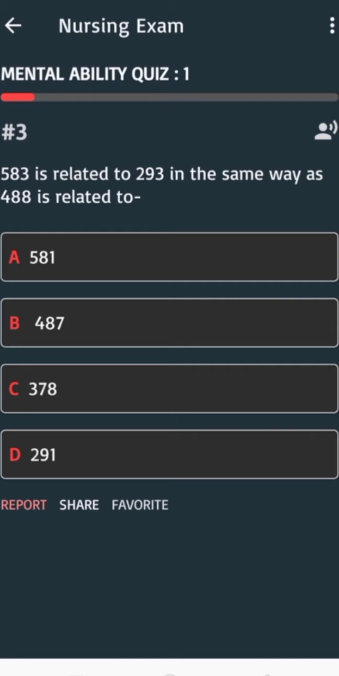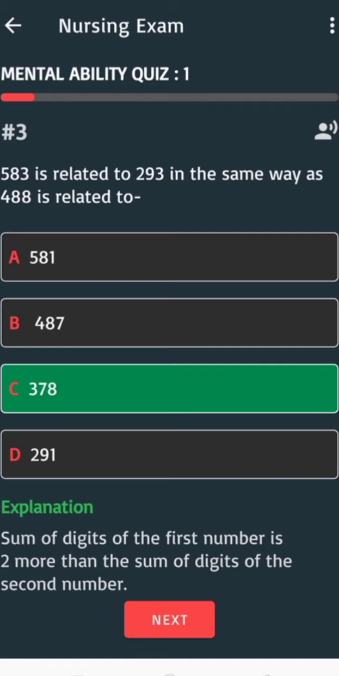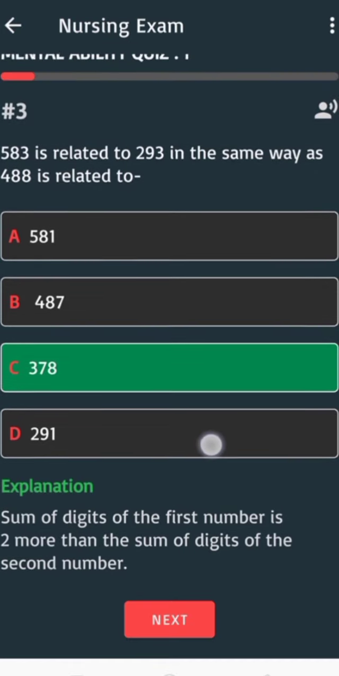583 is related to 293 in the same way as 488 is related to A. 581. B. 487. C. 378. D. 291. Correct answer: Sum of digits of the first number is 2 more than the sum of digits of the second number.